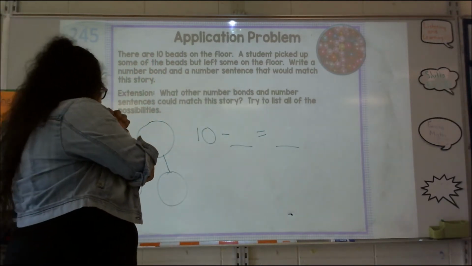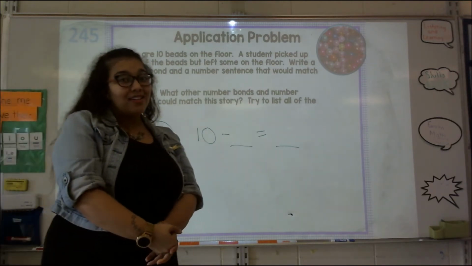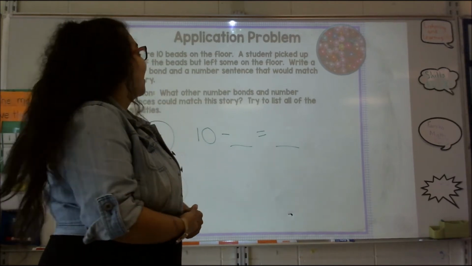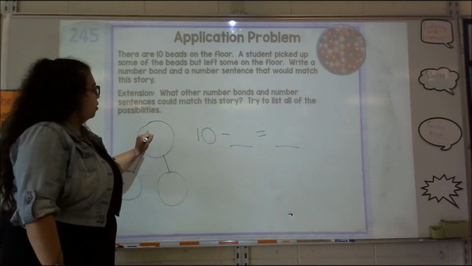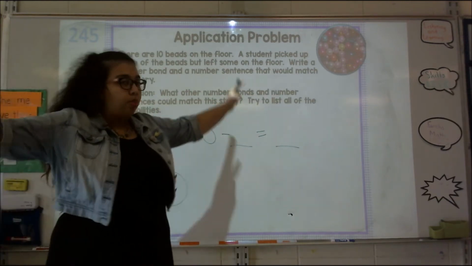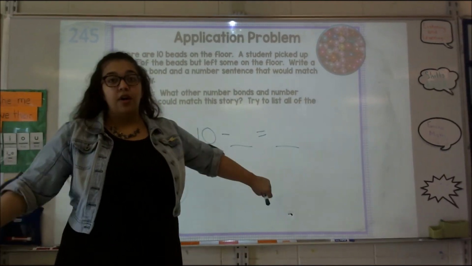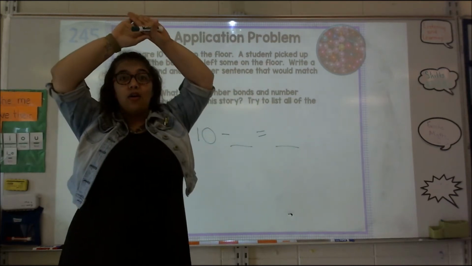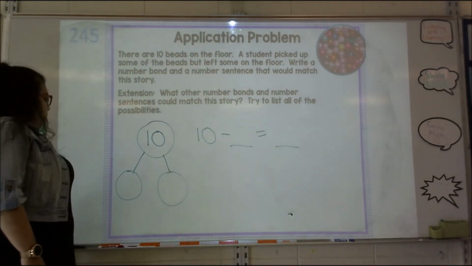All right, yes, now we are ready to work through this together. So the cool thing about this problem, and it matches with our fluency activity today, is that there are several different ways to make 10. We know our whole is 10, and there are 10 beads on the floor. A student picked up some of the beads and left some on the floor. So that goes back into our 2 parts are going to come together to make our whole, a whole which we know to be 10. So let's look and see.